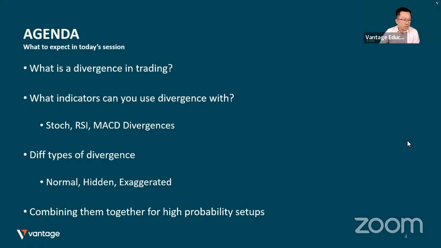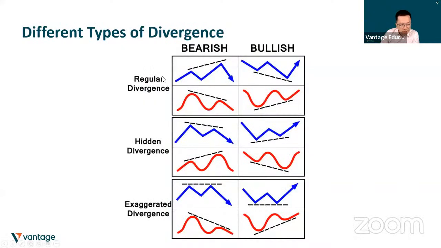Odd. Okay, so divergence in trading is basically when you see this happen, right? Price, in this case, moving towards the upside. The blue would be price. See price forming a higher high, moving towards the upside, and an indicator, for example an RSI or a MACD, pushing towards the downside. When you see that happen, that's what we call a divergence.